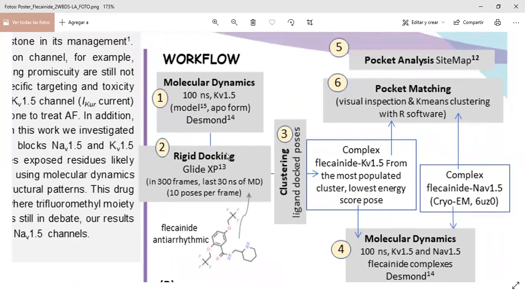First, we perform ensemble docking using frames from 100 nanosecond molecular dynamics of Kv1.5 in its open state, followed by clustering of ligand docked poses. We selected complex with the lowest energy score from the most populated cluster. This complex was compared to flecainide bound to Nav1.5 cryo-EM structure.